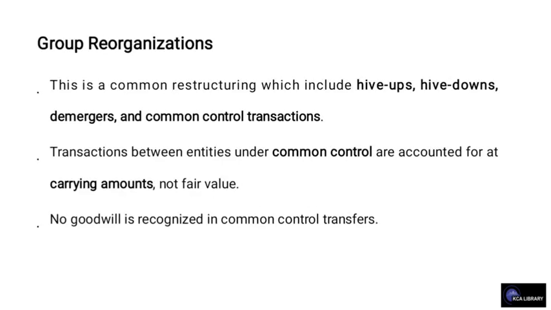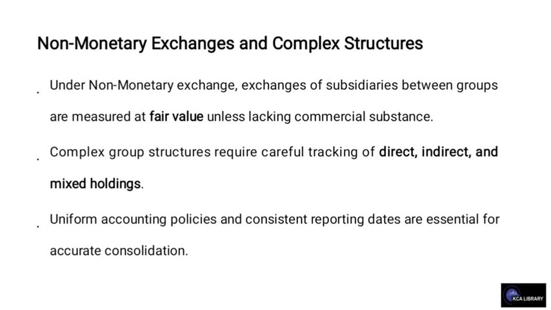For group reorganization, this is a common restructuring which includes the hive up and hive down, and the demerger and common control transactions. And transactions between entities under common control are accounted for at carrying amounts and not at fair value, and no goodwill is recognized in common control transfer.